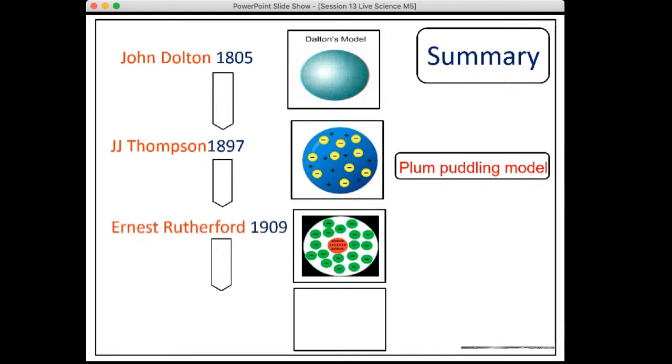Ernest Rutherford in 1909 said that the proton, or the positively charged particle, is found at the center of the atom. And the last model we have just looked at is Niels Bohr in around 1913, who came up with the idea of the orbits and the set number of electrons per orbit.